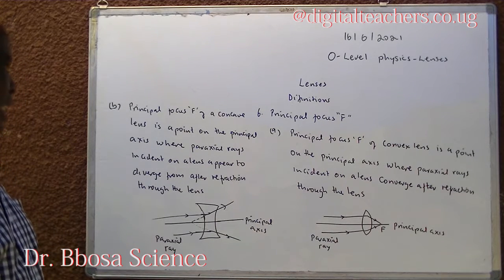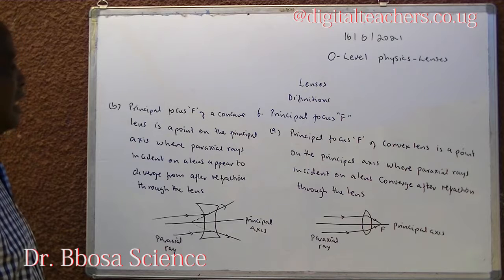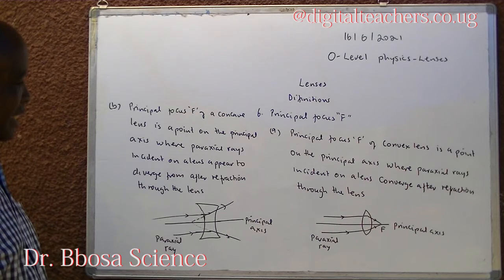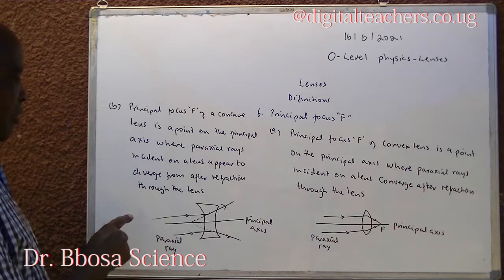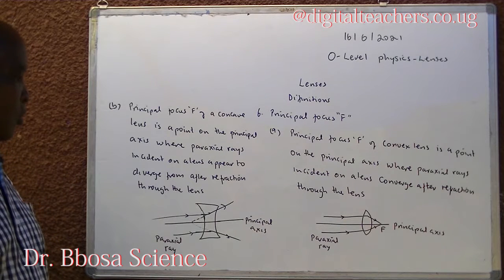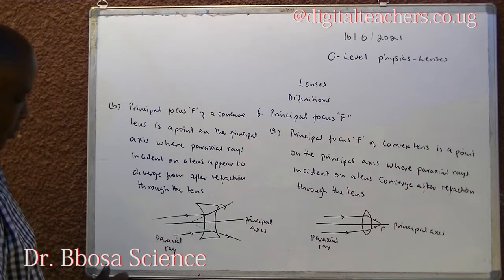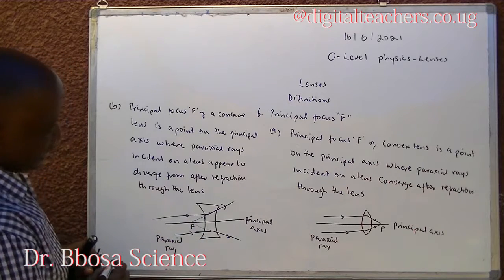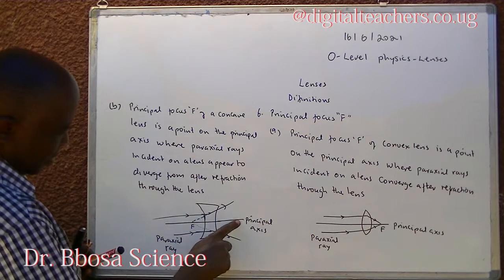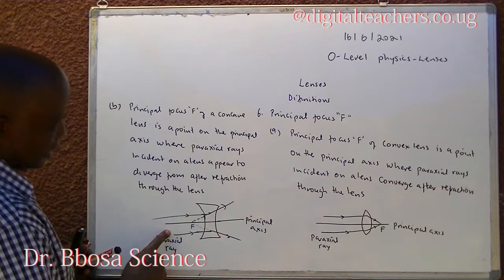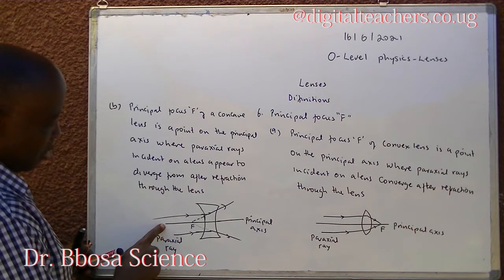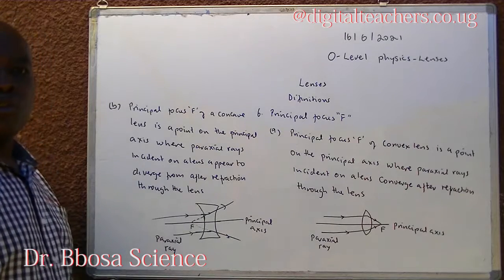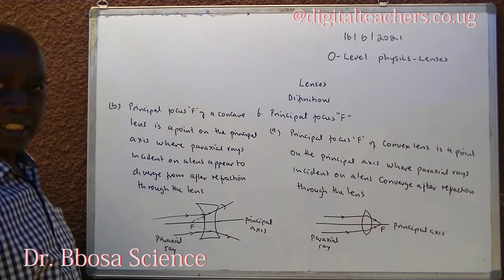B. The principal focus F of a concave lens is a point on the principal axis where paraxial rays incident on the lens appear to diverge from after refraction through the lens. So the principal focus F of a concave lens is a point on the principal axis where paraxial rays, or rays parallel and close to the principal axis, appear to diverge from after refraction through the concave lens.